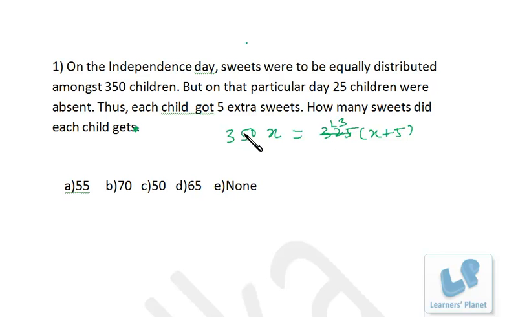25, 13 and 25, 14. So 14x is equal to 13x plus 65. That means x is equal to 65. That means each child is getting 65 chocolates. So this is one method.